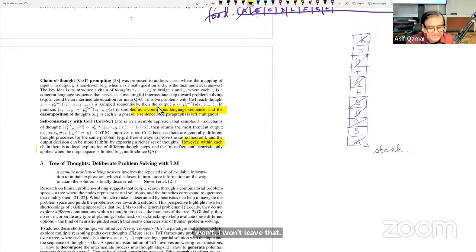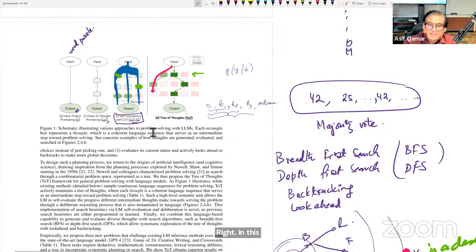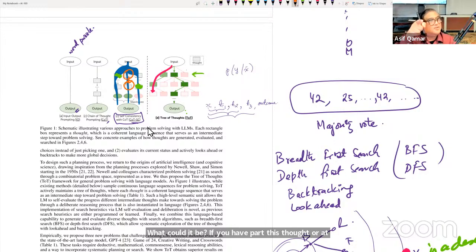Here the main point they make is that there is no local exploration of different thought steps. In self-consistency, if you have a thought, you think only one more thought, because chain-of-thought with self-consistency is just lots of chains of thought. You think one thought forward. What is your next thought? You're not leaving the possibility of exploring a few more thoughts, so there is never the opportunity to explore. That's the main point they're making.